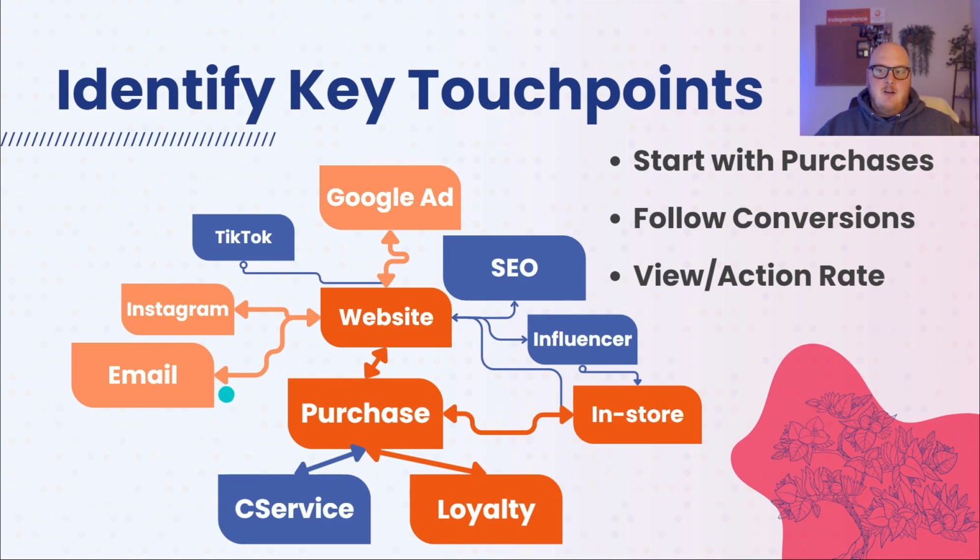So for instance here, you might want to start with this purchase and see where that came from. Where did they go from there? They went from purchase to in-store, then maybe they saw the influencer, but maybe they never went to the website. Maybe they just went web, influencer, in-store, purchase. Or maybe vice versa, they come from Instagram to the website, Google Ads, back down to purchase. So you want to start off with that purchase in mind and then work your way backwards.